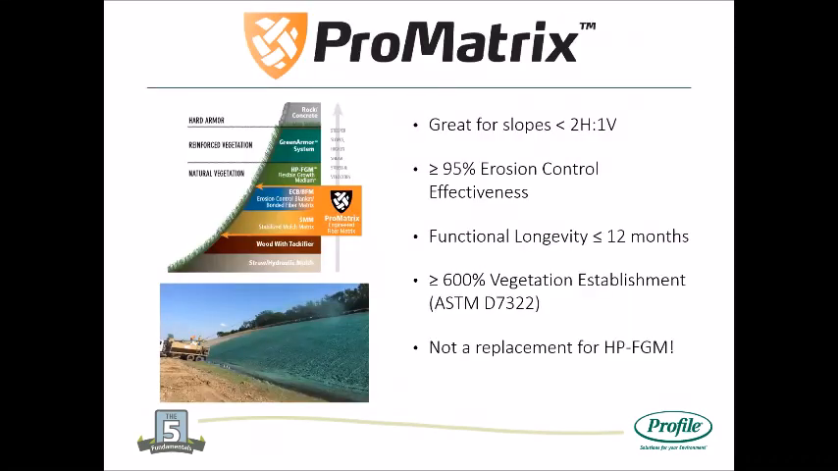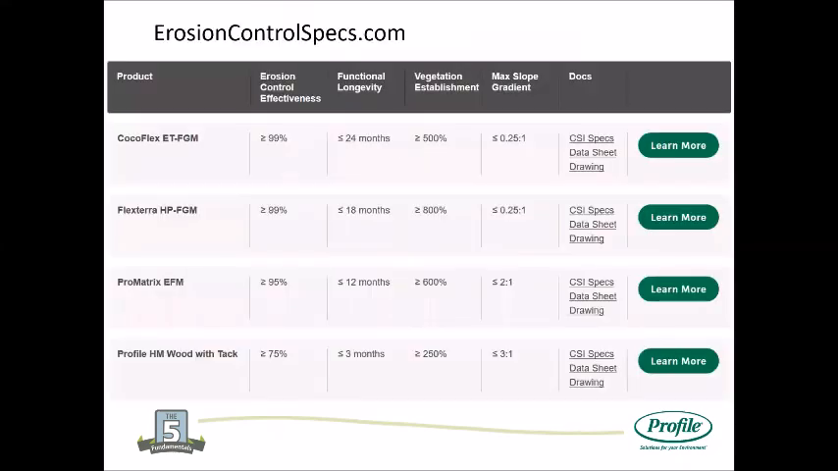Our next product, ProMatrix, a step down, but very frequently used to replace blankets. Less than 2-to-1 slopes typically is where we'll recommend that cutoff be. Greater than 95% erosion control effectiveness, lasts for 12 months, and 6 times the vegetation establishment compared to that control again. So we offer specifications for free here through erosioncontrolspecs.com. There's also a spec builder, which I'll dive into very shortly, where you can customize your specifications on the fly and create custom specs in a matter of minutes.